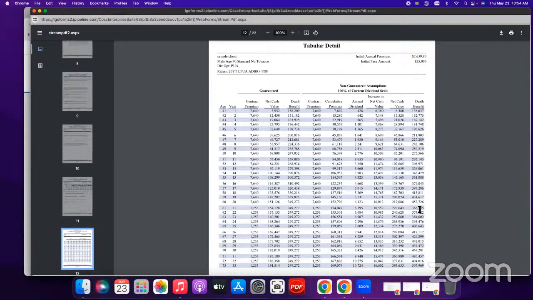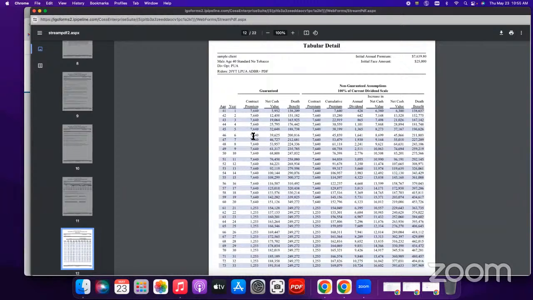That term rider falls off. It goes to 363. But here's one thing worth pointing out too: you break even in this policy, I believe in year 5, 7,640. Yes, so in year 5.